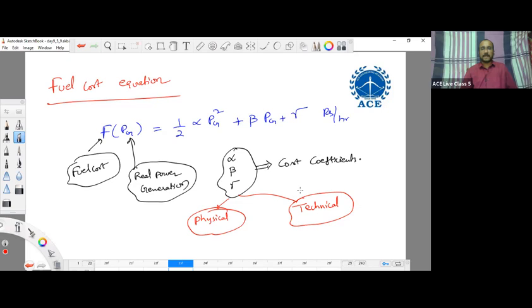So this is known as what? Fuel cost equation. What does the fuel cost equation give? It gives the relation between fuel cost in rupees per hour with respect to power generation.